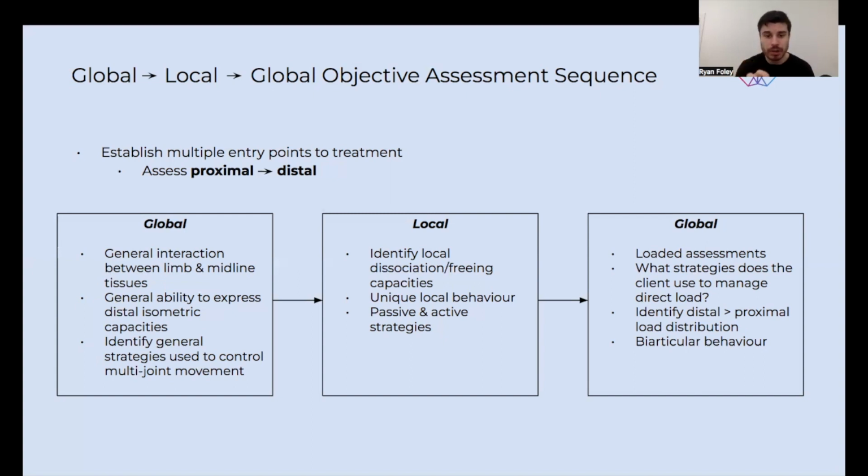And we're particularly interested here in the capacity of the biarticular tissues to distribute forces from distal to proximal, because again, that's a key feature that will be important for us as we progress through rehab and learn to better manage those perturbations and disturbances acting on our system from distal to proximal.